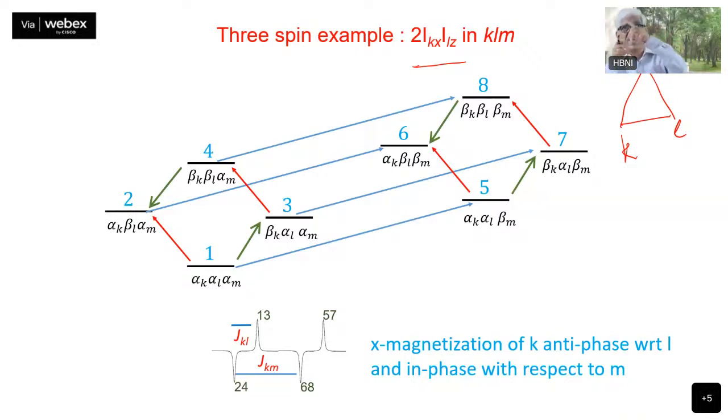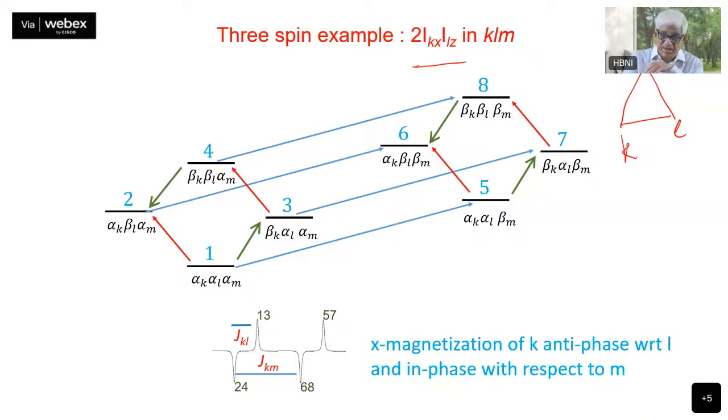So when you consider KX, LZ, it has a splitting due to the KL coupling. But the KM coupling is also there. The KM coupling leads to a doublet of a doublet. So let us consider the K transitions here. Which are the K transitions there? These are the green arrows: 1, 3, 2, 4, 5, 7, 6, 8.